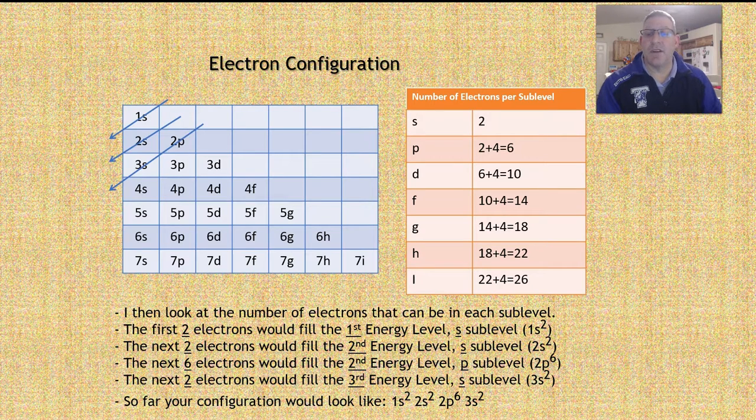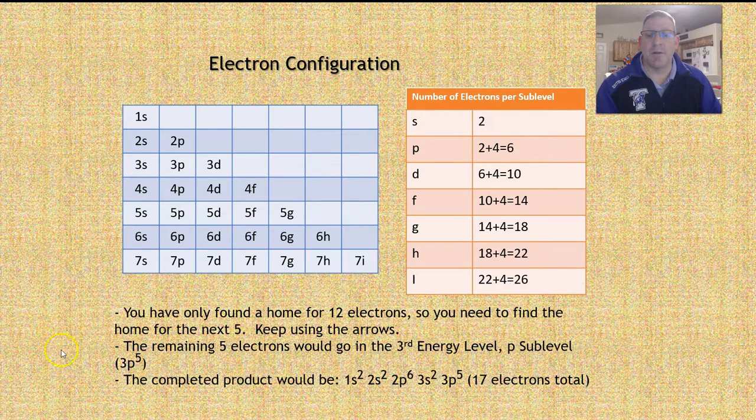Following that would be 2 electrons to go into the third energy level. That would show us 3s2: 3 for the energy level, s for the sublevel, and then 2 for the number of electrons within that energy level. Therefore, this would have a configuration of 1s2, 2s2, 2p6, 3s2. This would be the electron configuration for the element magnesium.